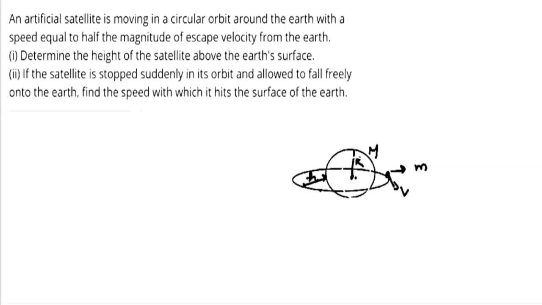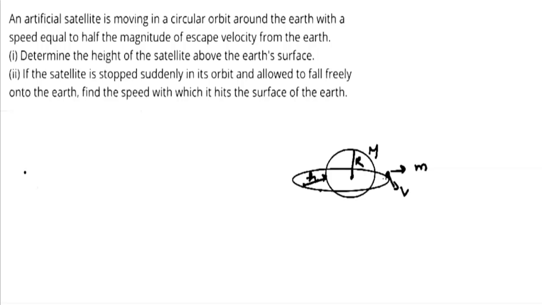gravitational force. And also you know that since it is moving in a circular orbit around this center, we can say that the centripetal force will be acting on it. So what we can do is equate both the gravitational force and the centripetal force here, so that we can find the velocity of this satellite.